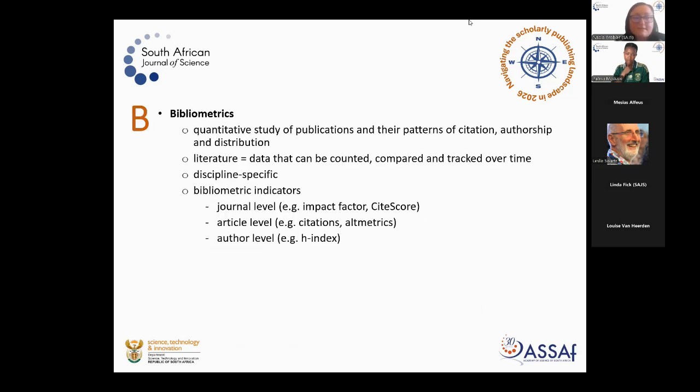Bibliometrics is a quantitative study of publications and their patterns of citation, authorship, and distribution. It is equivalent to creating data from literature, something that can then be counted, compared, and tracked over time. It is very discipline specific, and trends do vary across disciplines. There are different bibliometric indicators, journal level ones, article level ones, and author level bibliometrics.